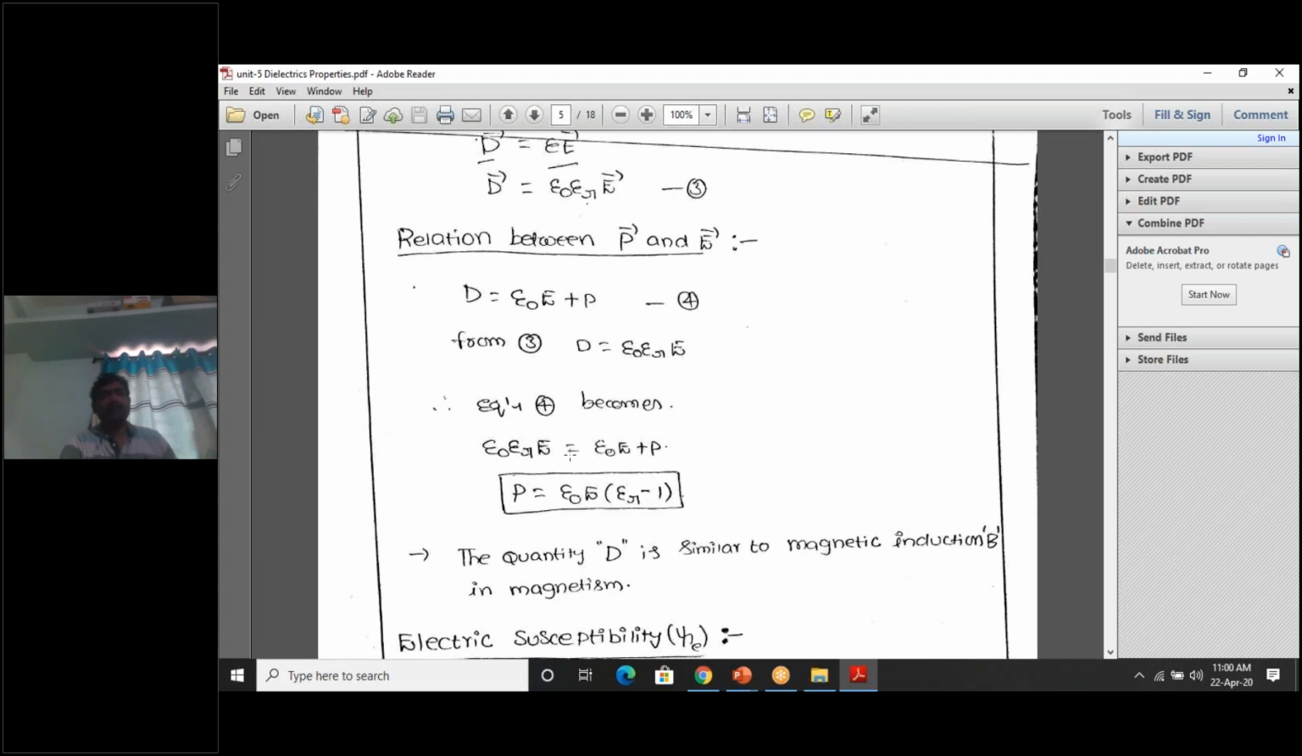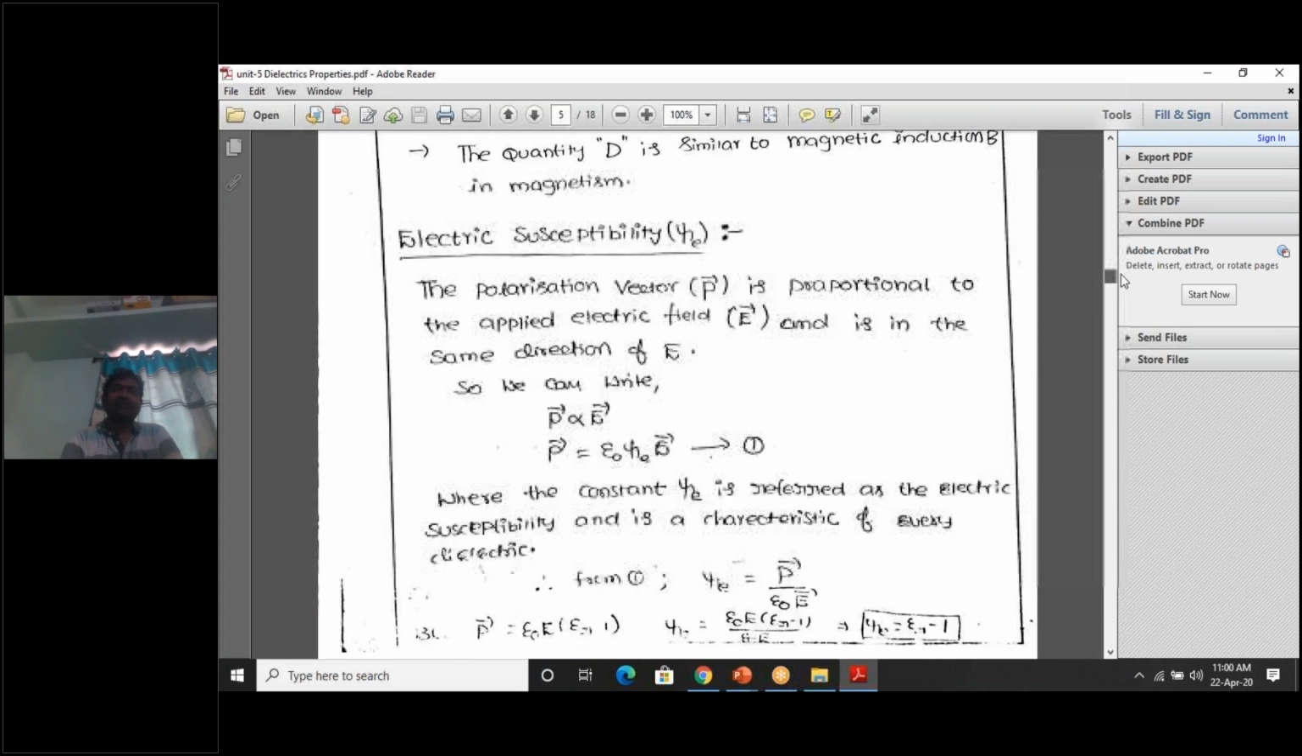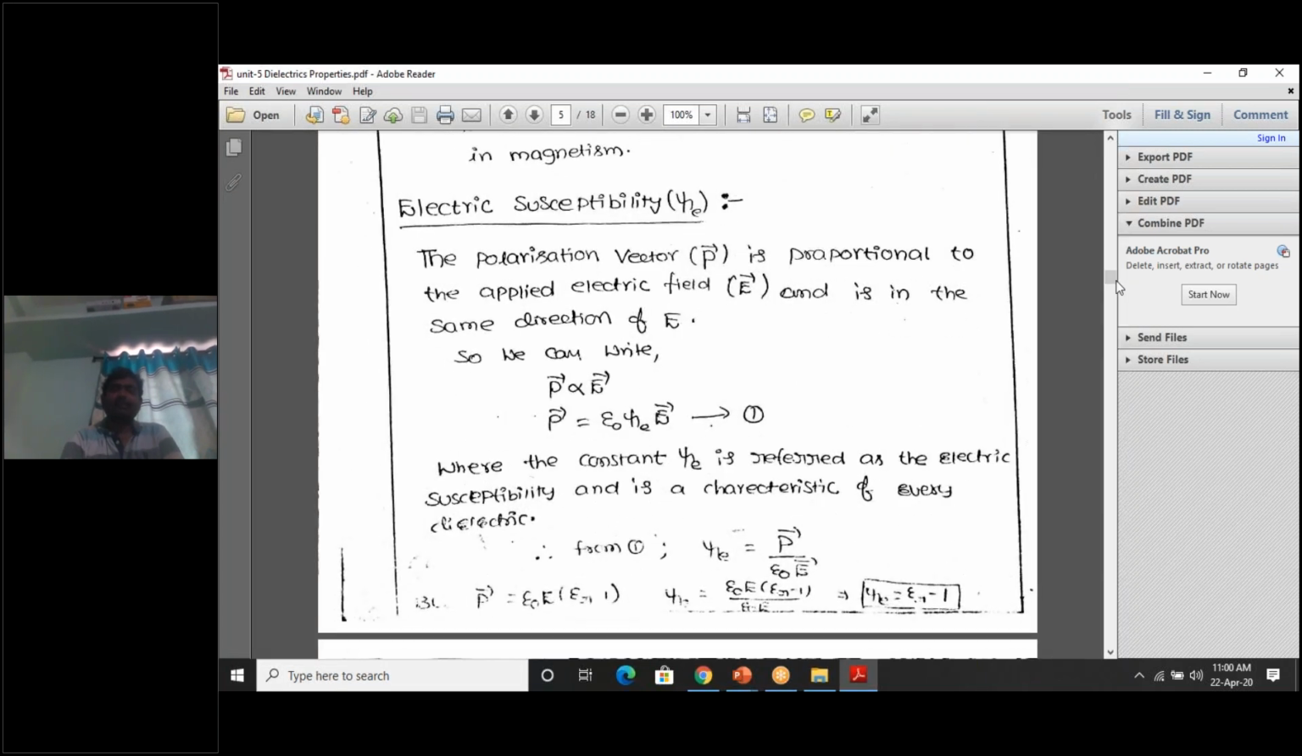If you take epsilon naught E as common, what is the leftover factor? Epsilon r minus 1. This is the relation between P bar and E bar. This is useful in next derivations. Okay. The next definition is electric susceptibility.